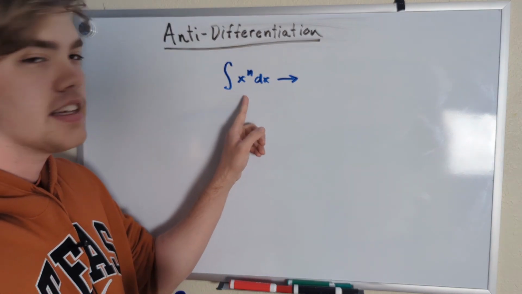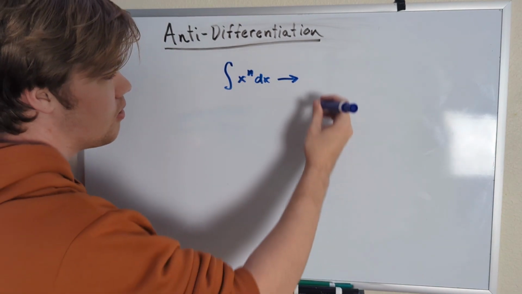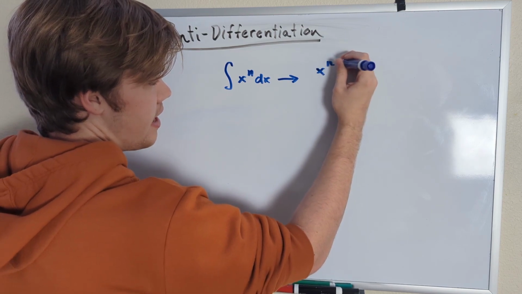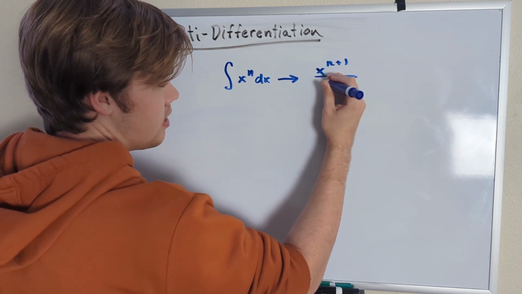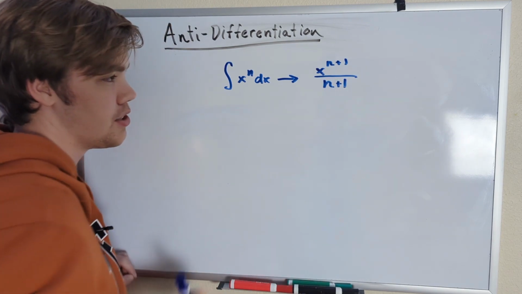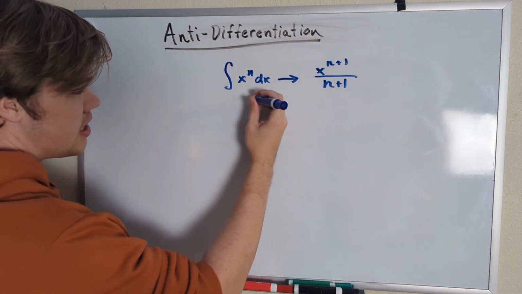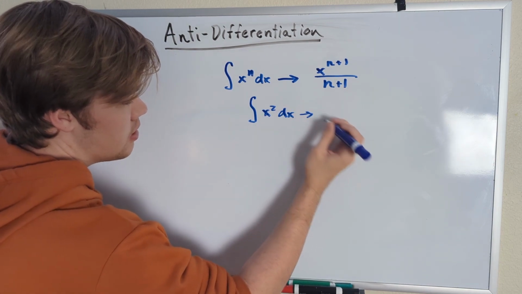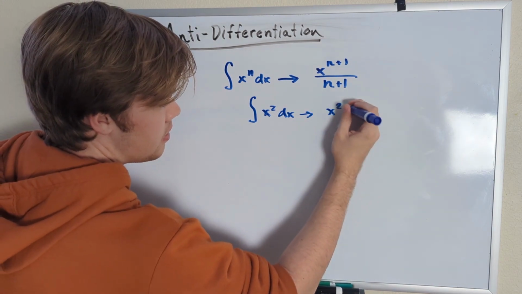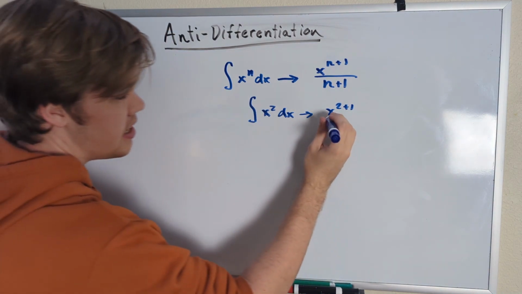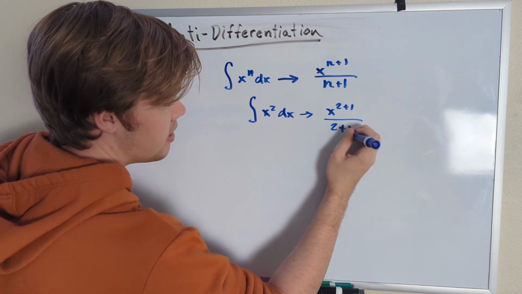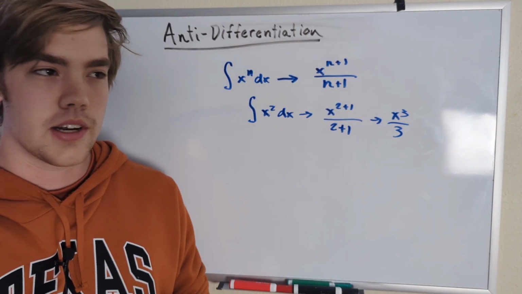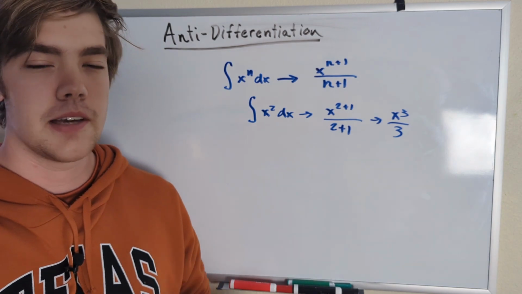If we want to find the antiderivative of a function to a power, all we do is take our variable, then take its original power, add 1 to it, and then divide that by whatever that new power is, n plus 1. For example, if we wanted to take the antiderivative of x squared dx, all we would have to do is take x to the 2 plus 1 power, n is equal to 2 in this case, and divide that by 2 plus 1, giving us the antiderivative of x cubed divided by 3. It's a very simple concept, but very, very important, and you get more used to it the more you do it.